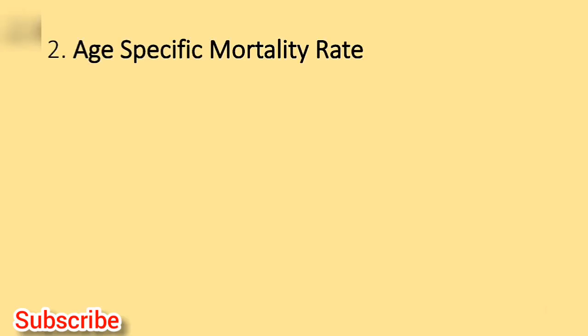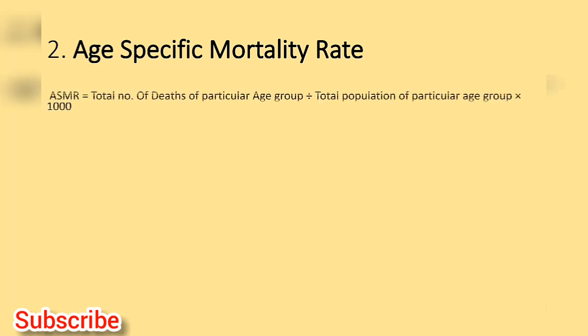Now the second one, age specific mortality rate. First look at the formula: total number of deaths of a particular age group divided by the total population or average population of that particular age group, multiplied by 1000 or 100. Now the example: total number of deaths of the 15 to 24 age group is 7500.